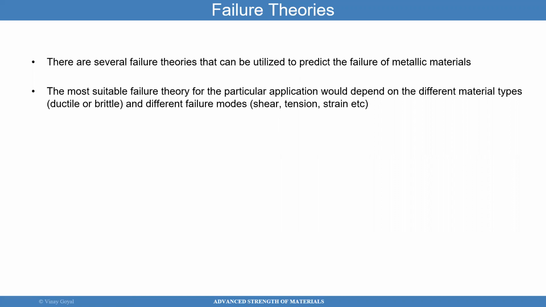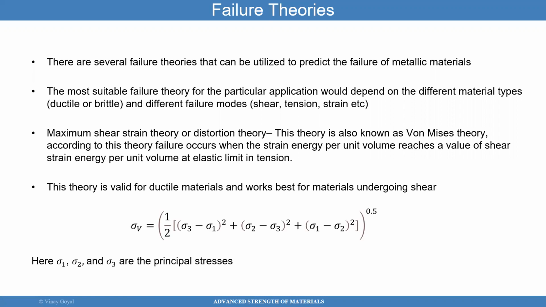The most suitable failure theory depends on that particular application, whether the material is brittle or ductile, and what kind of load types you may have, whether it's shear, tension, or you have a combination of loads applied. The maximum shear strain theory or distortion theory, also known as von Mises theory, is a particular theory that's used in a lot of situations where you have quite a bit of shear behavior or distortional behavior occurring.